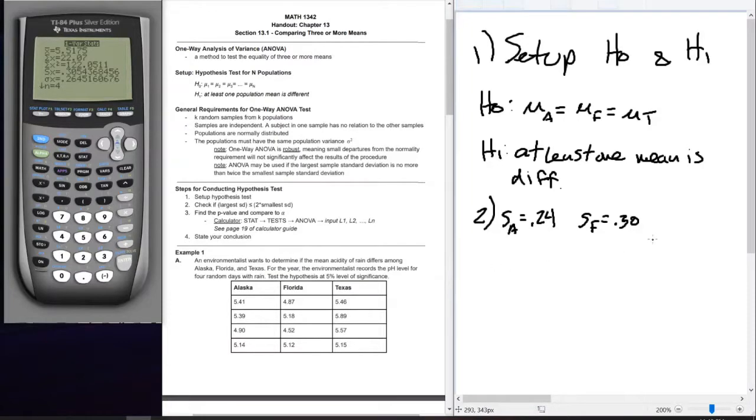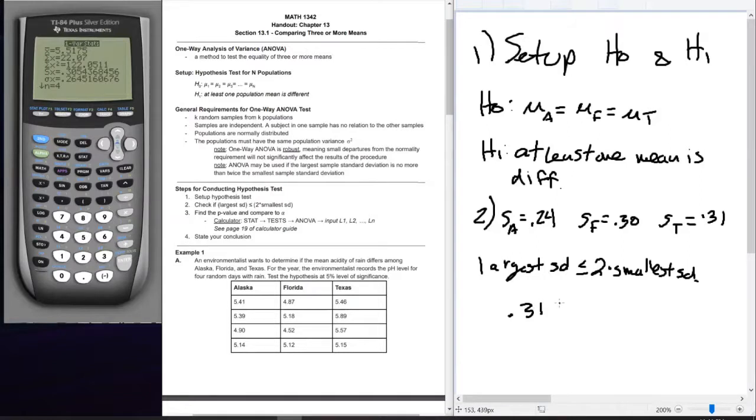So the sample standard deviation for Texas, let's call it 0.31. Now that we have these sample standard deviations, we need to make sure that this inequality is satisfied. We need to check that the largest standard deviation is less than or equal to 2 times the smallest standard deviation. Out of the 3 populations, Texas was the largest.